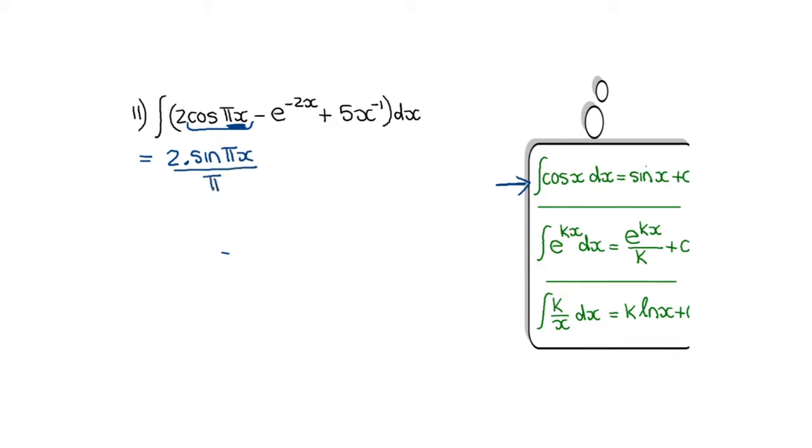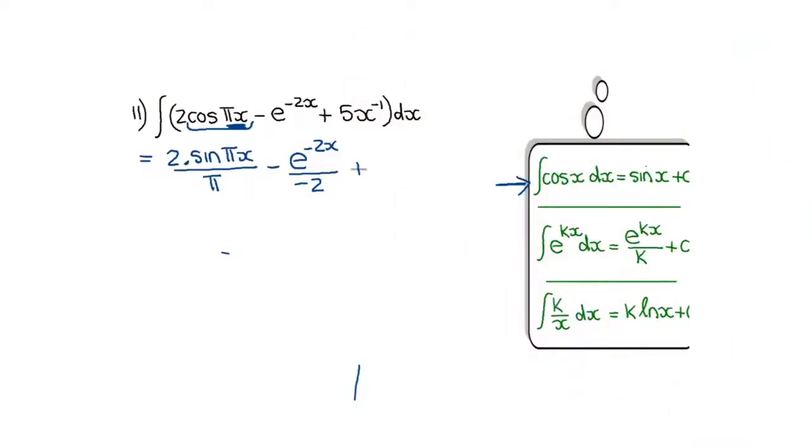Minus, in the next one, I've got e to the power kx. I'm going to use that rule, which says it will be again e to the power kx divided by k, which is the negative 2 in this case. And then, be careful, it's not this x to the power n rule to be used.